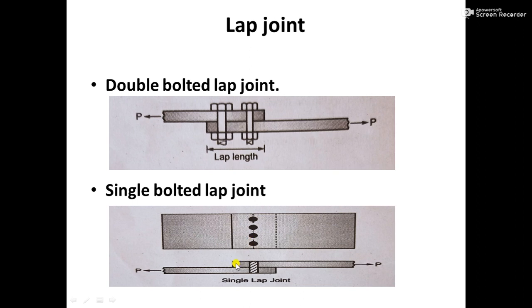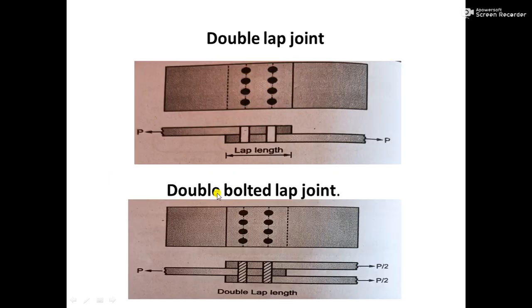See here, this is the first plate, this is the second plate. Since this plate is shown as dotted, it is below. See here, the cross section is here. This is the first plate and this is the other plate placed over it, and then a bolt is provided. Such type of connection is known as single bolted lap joint.